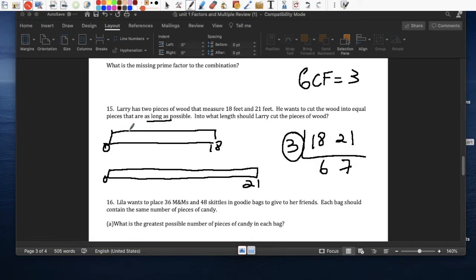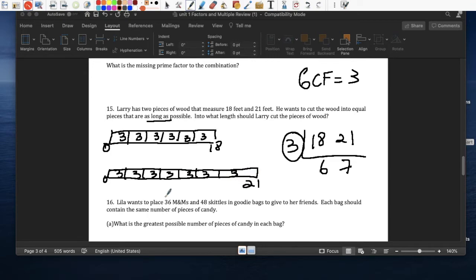This is going to be 3, 3, 3, 3, 3, and 3. Notice I have 1, 2, 3, 4, 5, 6 pieces. And the 21, I'm going to have 7 pieces. 1, 2, 3, 4, 5, 6, 7. So 3, 3, 3, 3, 3, 3. And that last one is 3. That's just drawing just a little bit too big.